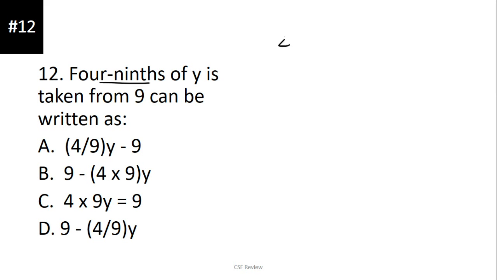Okay? Number 12, 4/9 of y is taken from 9 can be written as, okay, ang 4/9, that is 4 over 9. Ang of means multiplication. So, yung 4 over 9, multiply mo daw sa y, is taken from. Ang taken from is subtraction. So, pero, dahil taken from siya, hindi siya minus or decreased by, baliktad yun. So, minus, and then this is 9. So, 9 minus 4 over 9y ang hinahanap natin.